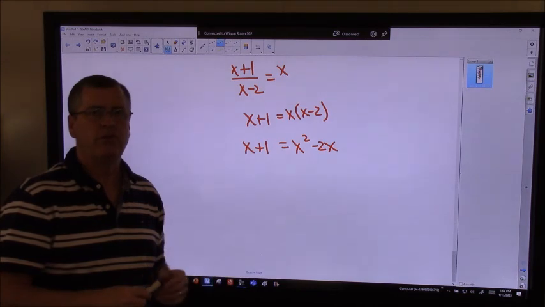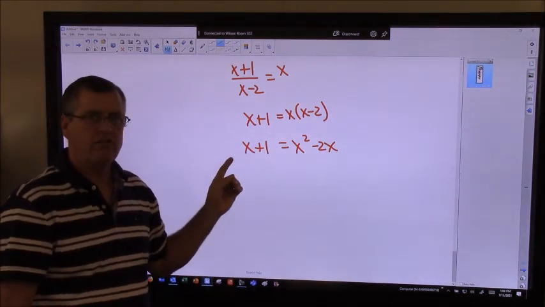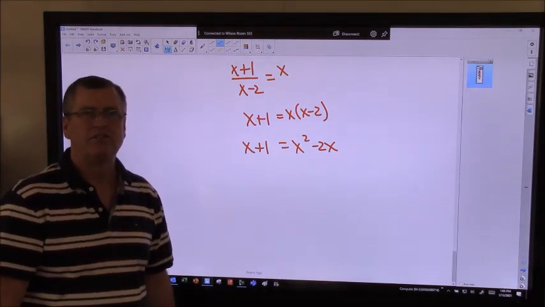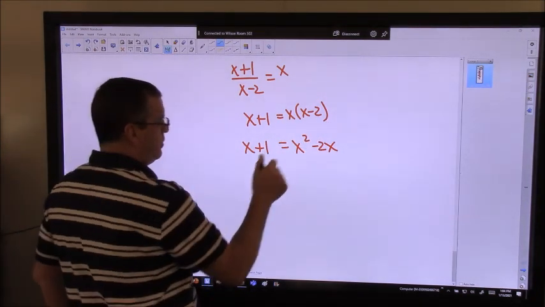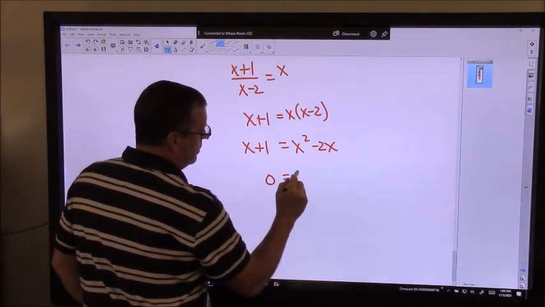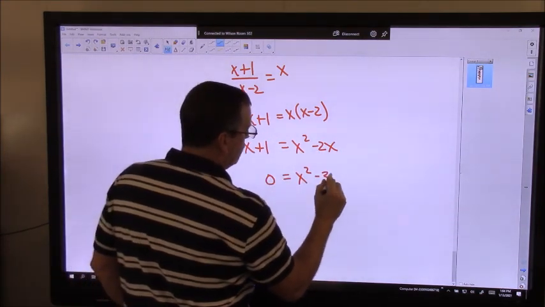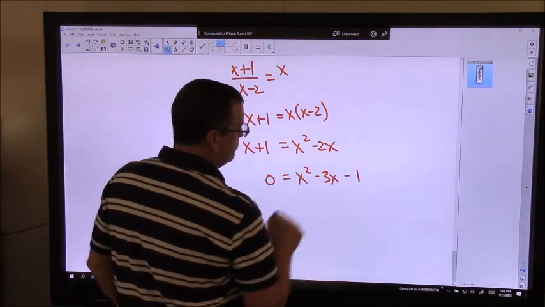I think most of us know that, but if you didn't, if I move this stuff over here and I have a negative x squared, that just made factoring harder, right? We're not trying to make things harder, we're trying to make them easier. So I'm going to move everything over to this side. So this will be 0. I've got x squared. If I move this x over and subtract it, I've got negative 3x. And if I move this 1 over and subtract it, it becomes a negative 1.